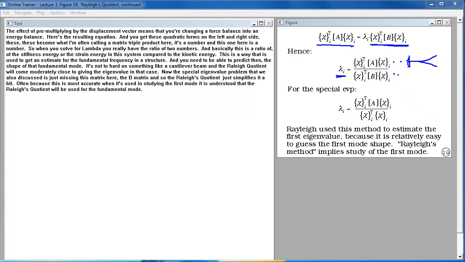Now, the special eigenvalue problem that we also discussed is just missing this matrix here, the B matrix, and so the Rayleigh's quotient just simplifies a bit. Often, because this is most accurate when it's used in studying the first mode, it is understood that the Rayleigh's quotient will be used for the fundamental mode.